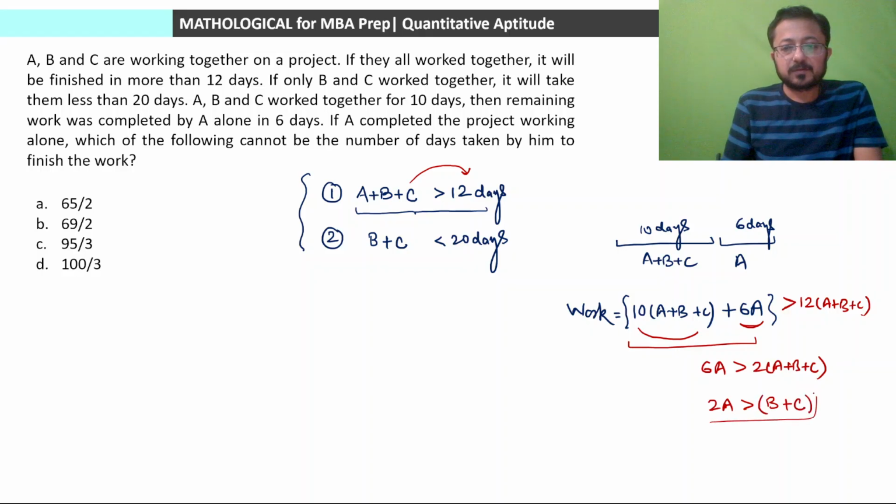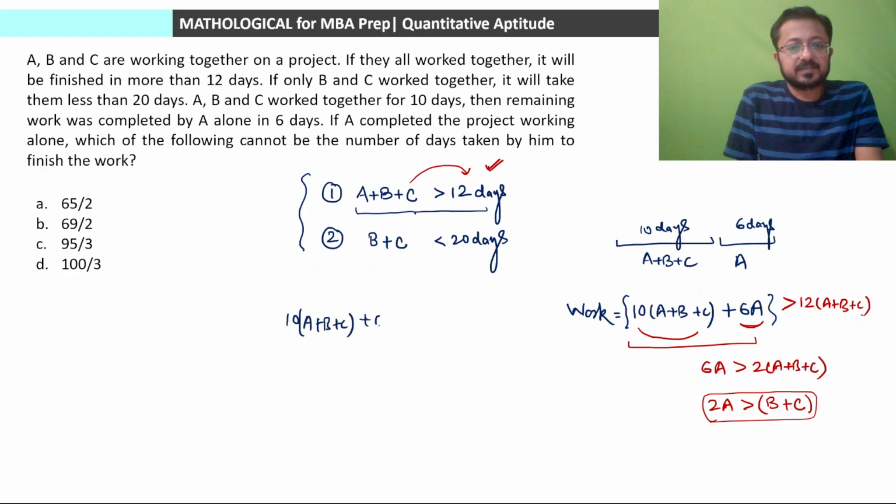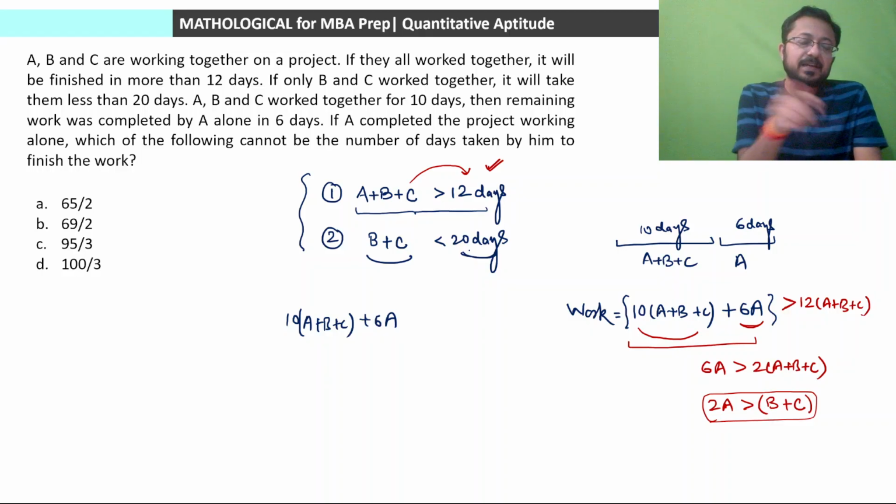This becomes one of our equations when we take the first condition into consideration. If we consider the second condition similarly, what will our inequality be? 10 days' work of A plus B plus C plus 6a, that is our actual work, and B plus C are taking less than 20 days. So 20 days' work of B plus C will be greater than our total work. Okay, so this will be less than 20 days' work of B plus C.